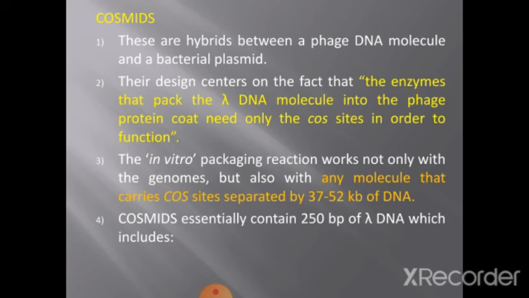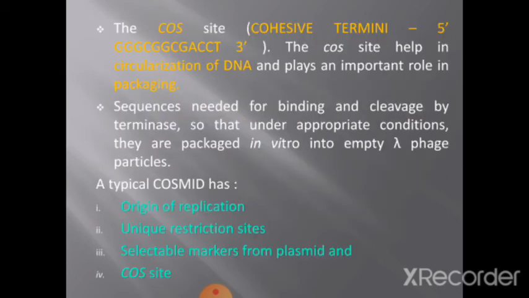Now, what do cosmids contain? Cosmids essentially contain 250 base pairs of lambda DNA. What does it include? One is the cos site, or cohesive termini. From the 5' end to the 3' end it runs like this: G, G, G, C, G, G, C, G, A, C, C, T. This is a single-stranded molecule on either side.